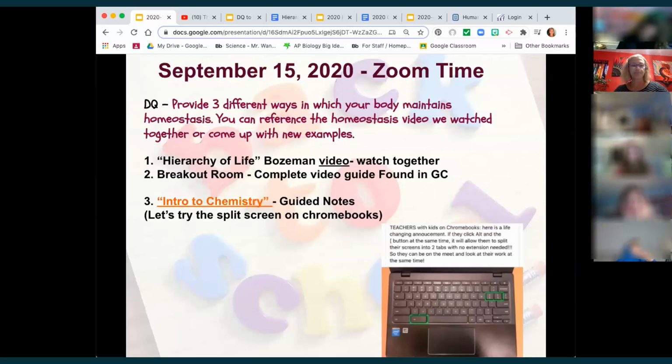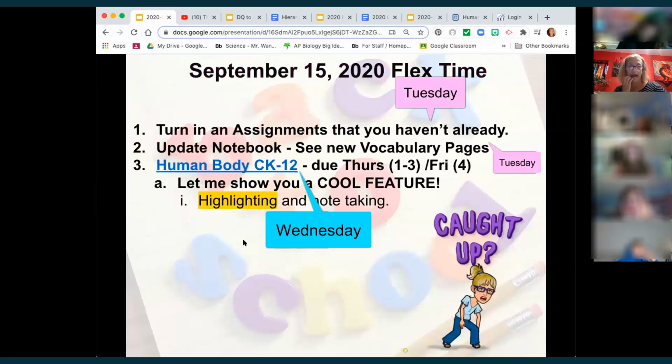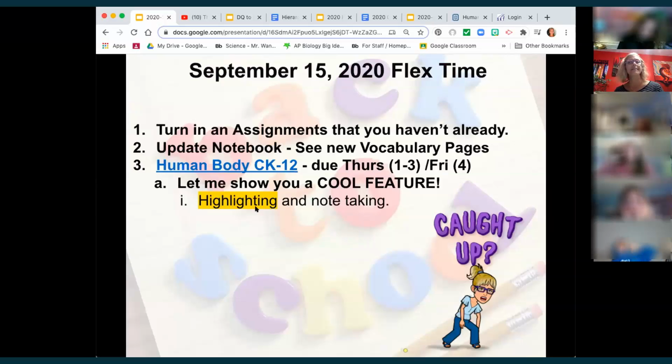Okay. So today, what I want you to do during flex time, anything you haven't turned in yet. I'm trying to get caught up on all your grades and I want to be done with week 1. I want to be done with week 2. Okay, so turn those in.